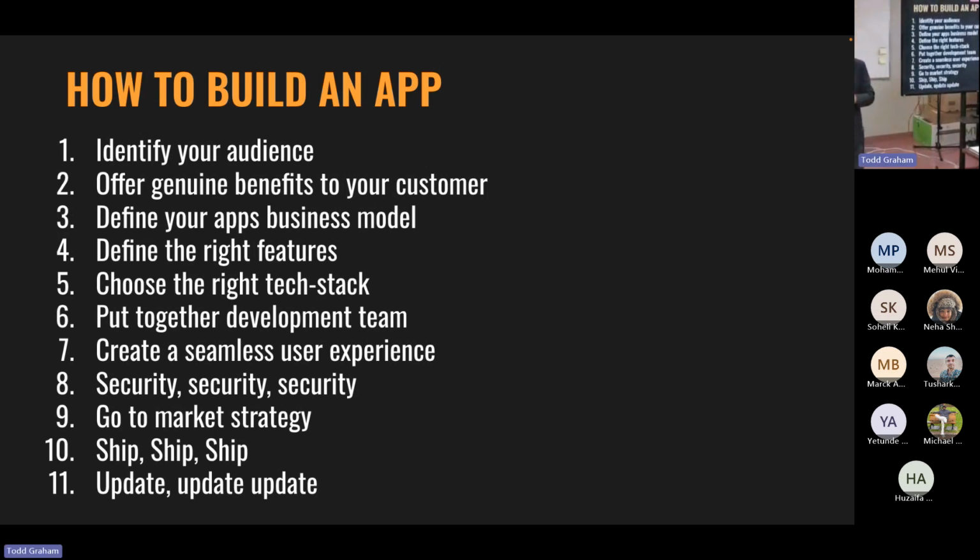And in summary, how you build that app: you've got to identify the audience. We're going to do that. We're going to look at the benefits to the customer. We're going to do that in the workbook. We're going to define the app's business model. We're going to look at the feature set. We're going to look at the tech stack. We're going to do all these things within this competition.